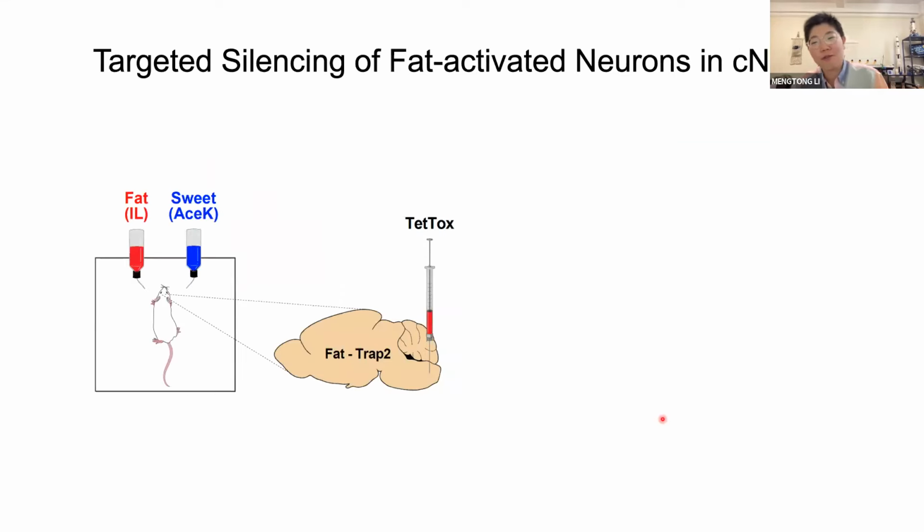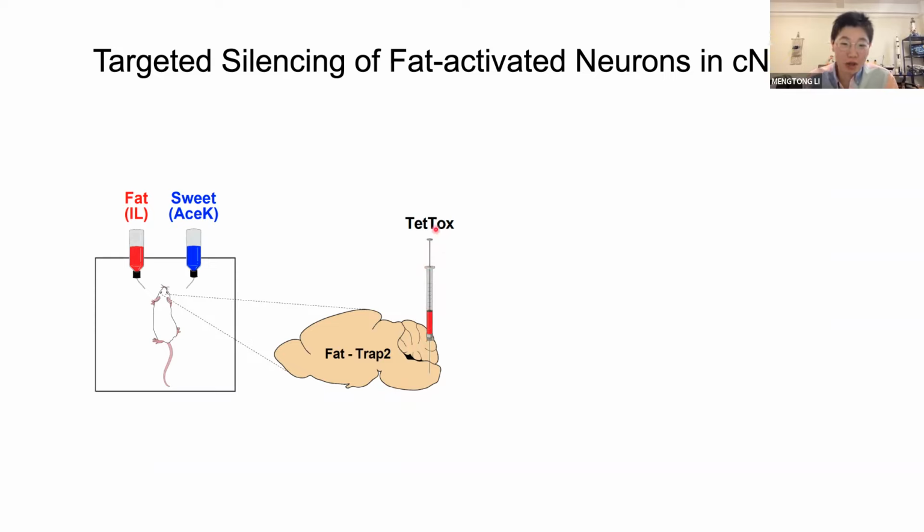And if these fat-activated CNST neurons are essential for the development of fat preference, then blocking their function should prevent its development. Therefore, we use the TRAP system to target Cre recombinase to fat-activated CNST neurons, and then bilaterally inject the CNST with a Cre-dependent tetanus toxin construct to silence these fat-activated CNST neurons.